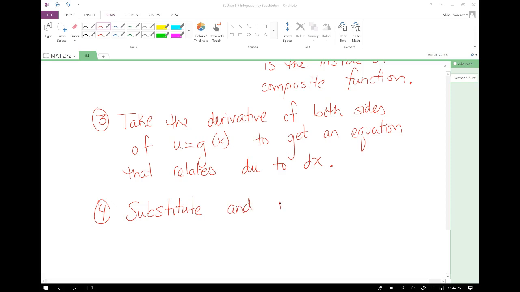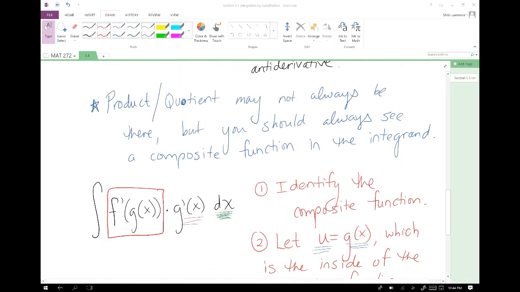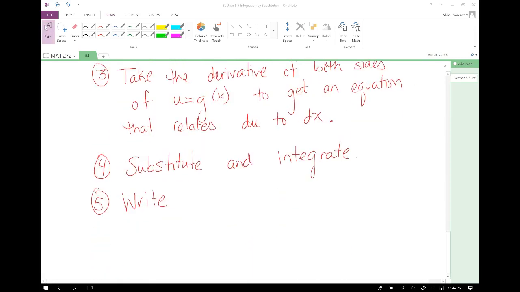And integrate. But your last step is always going to be to write your answer back in terms of x. Because this problem started off with x's in it, these u's were just a tool for us to be able to solve the problem. They're completely arbitrary. If the problem starts with x's in it, we need it to end with x's in it. So once you're able to use your integration rules, then we need to write the answer in terms of x.